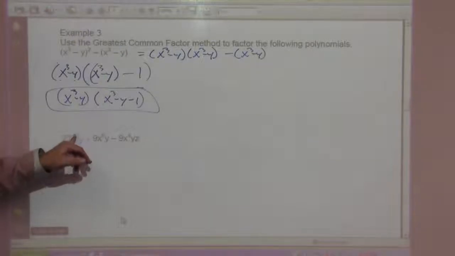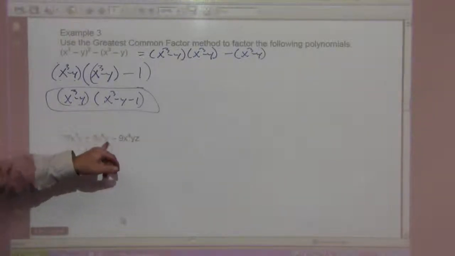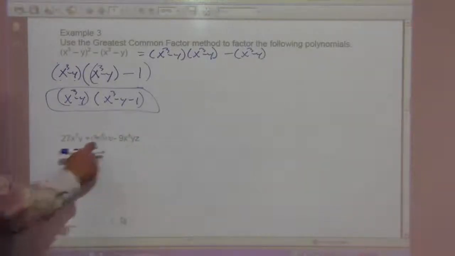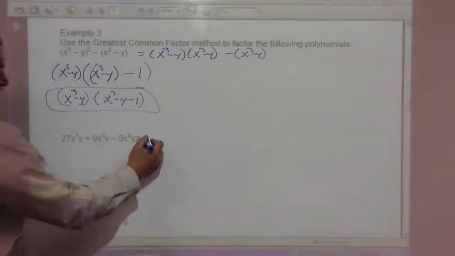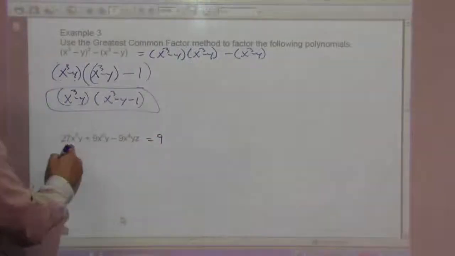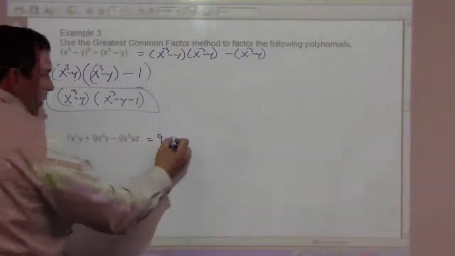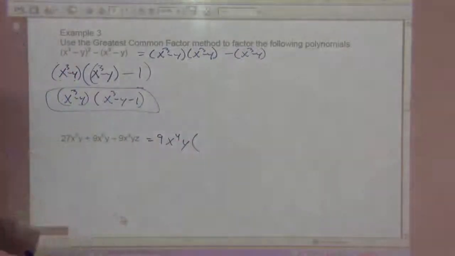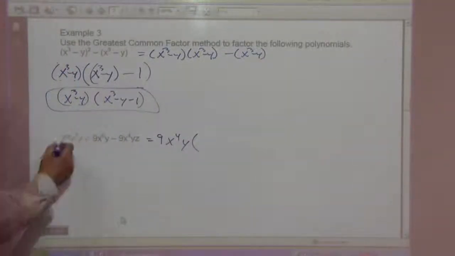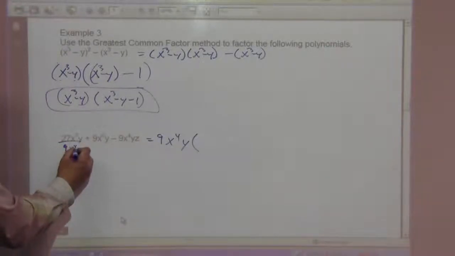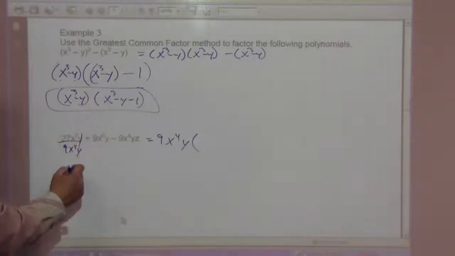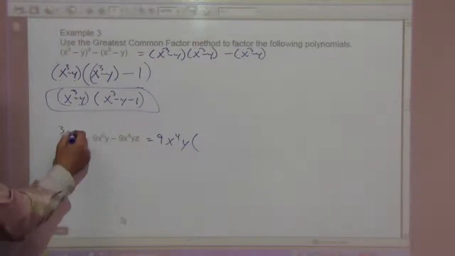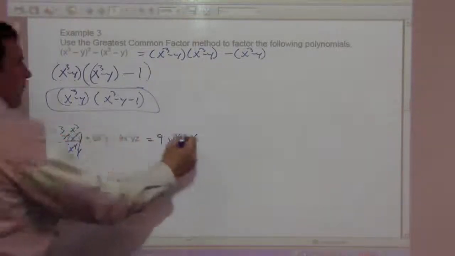We have 27x to the 7th y plus 9x to the 6th y minus 9x to the 4th yz. So 9 is a factor of everything. And then we have x to the 4th. And there's a y in everything. So if I divide this by 9x to the 4th times y, the y goes, it's a 3. X to the 7th over x to the 4th is going to be x to the 3rd.